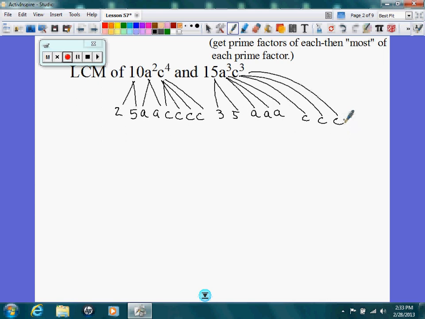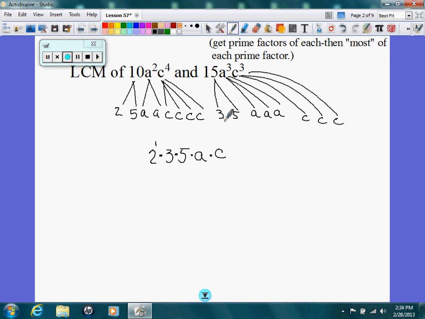So we take the most of each prime factor. Well, what are the prime factors? Well, we have a 2, we have a 3, we have a 5, we have an a, and we have a c. What's the most 2s I have in any of the numbers? Well, I have 1 here, I have none here, but the most 2s I have is 1, so it'd be 2 to the first power.